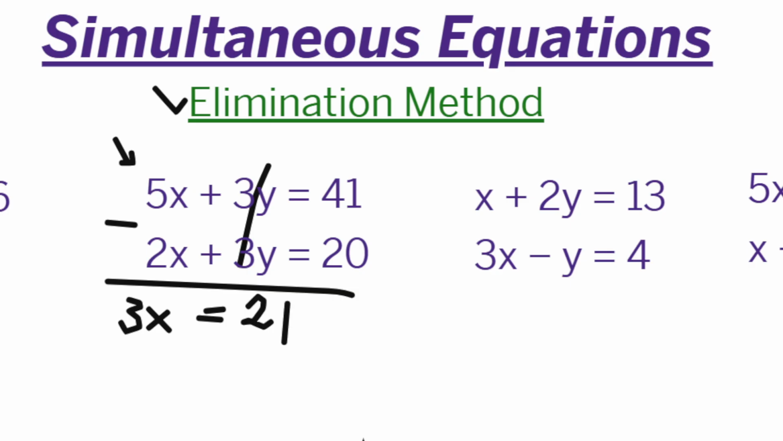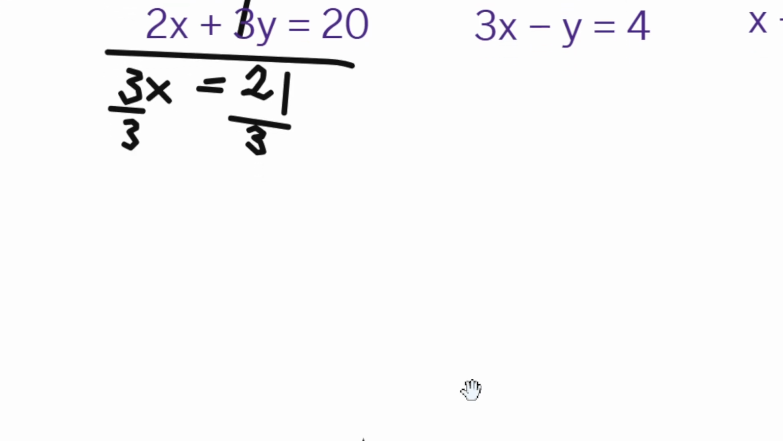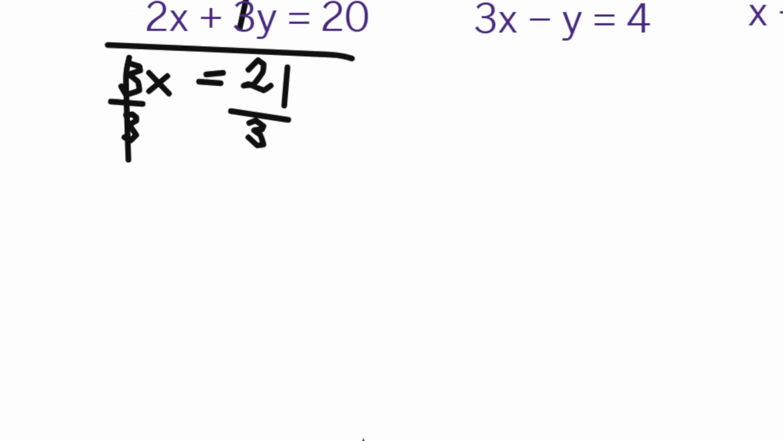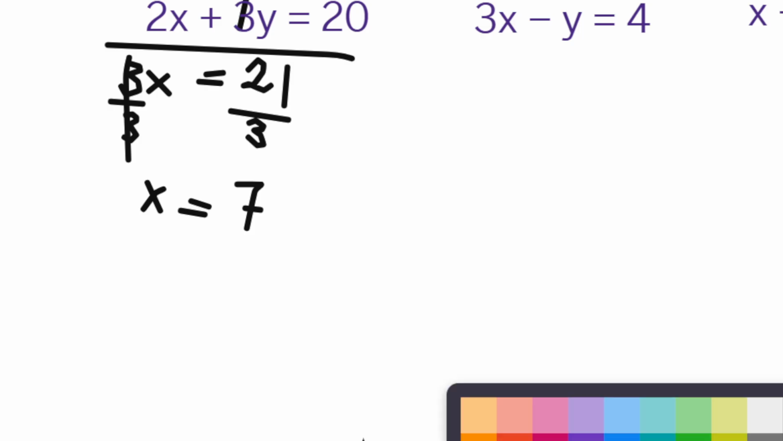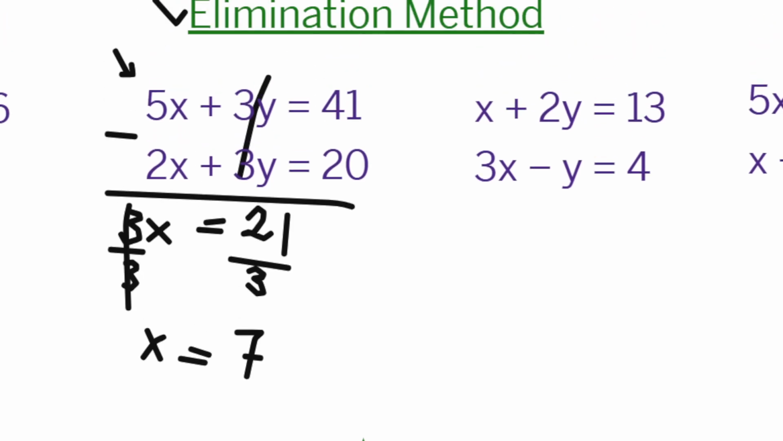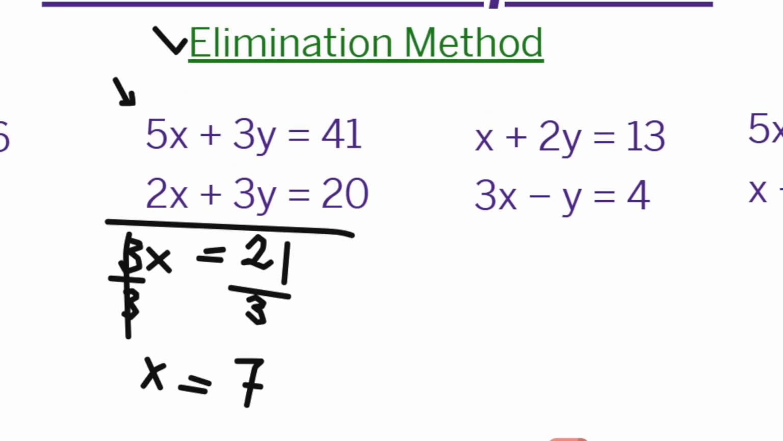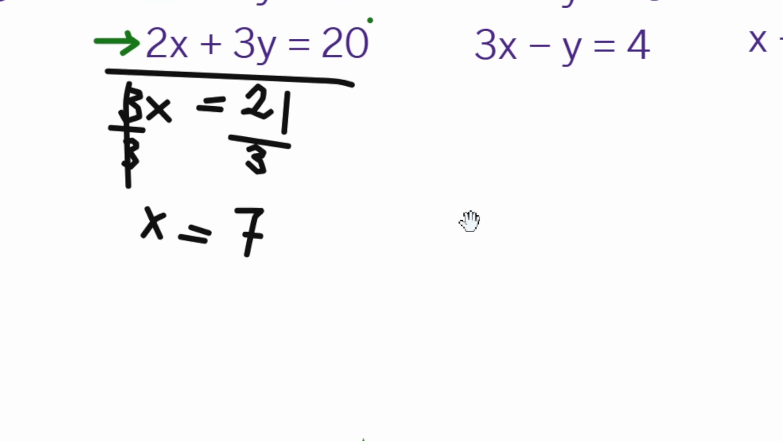Now we can solve for x, right? Divide both sides by 3. That gives you x equals 21 divided by 3, which is 7. Good job, we found x. Let's find y. To find y, substitute the value of x in this equation or this equation, it's up to you. I will use this one because the numbers are smaller. Always use the positive and the smaller number.